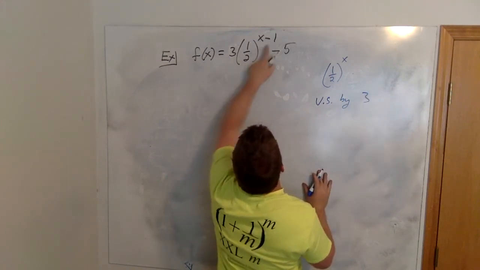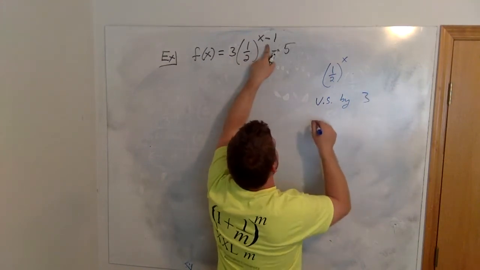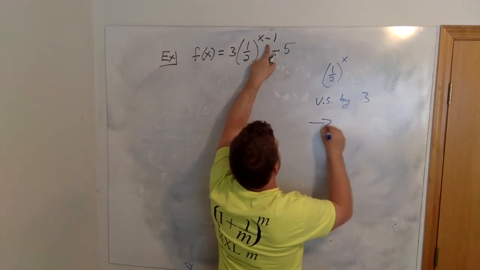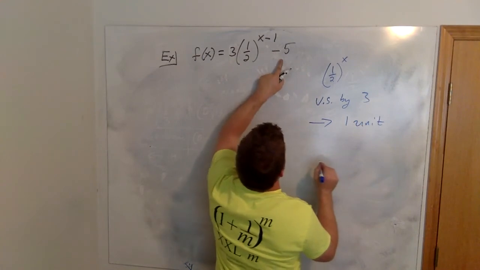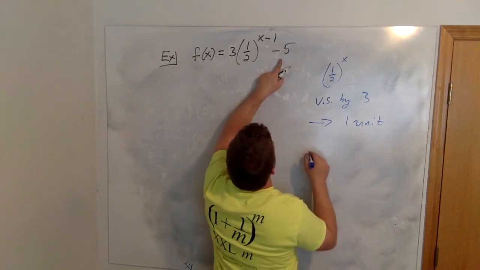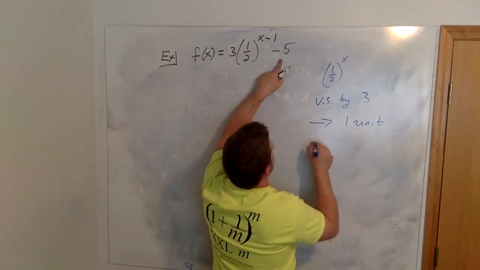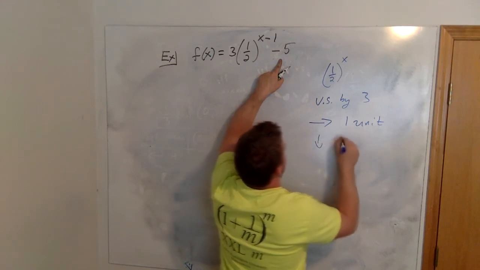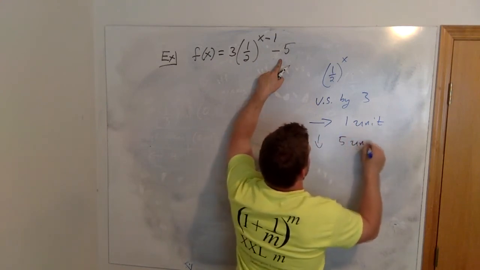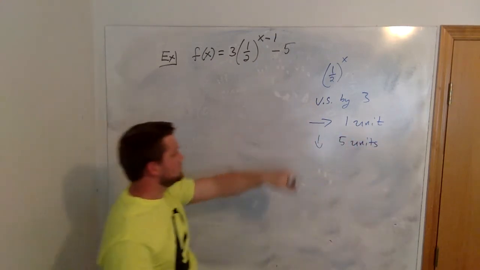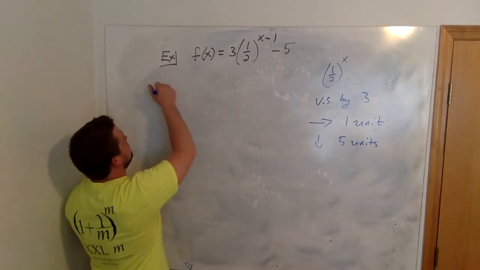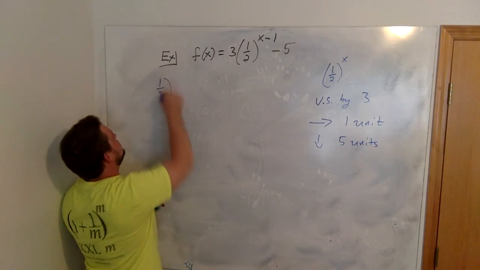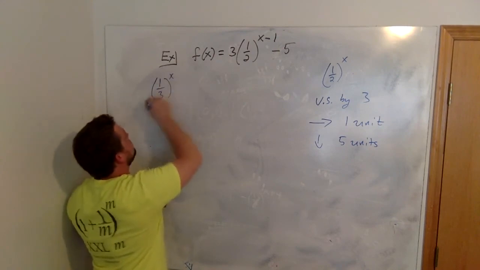Okay. I'm subtracting 1 from the x value, so this is going to shift my graph to the right 1 unit. And we're subtracting 5. So what's going to happen here is we're going to be shifting the graph down 5 units. Okay. So let's go ahead and run the key features through the transformation. So 1/3 to the x.